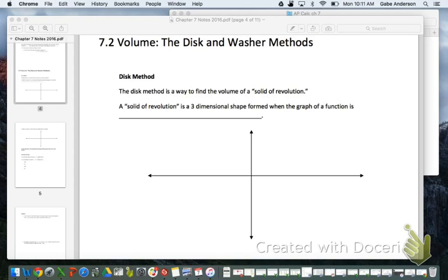Okay, so the disk method is one way to find the volume of a solid of revolution. Let's talk about what that means. A solid of revolution is a three-dimensional shape formed when the graph of a function is revolved around an axis of rotation.